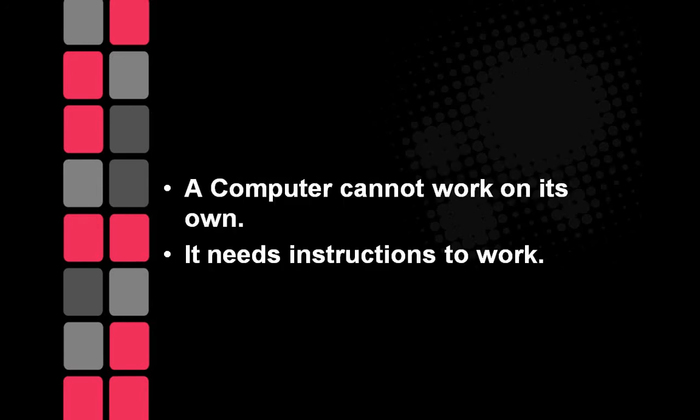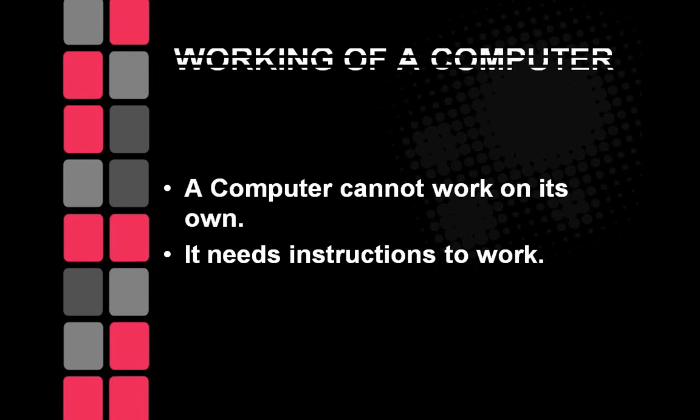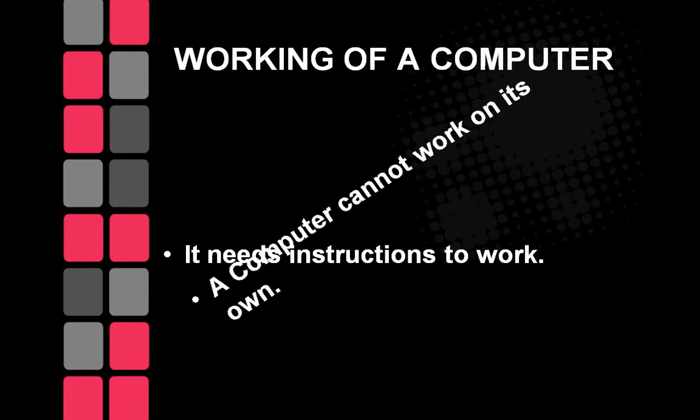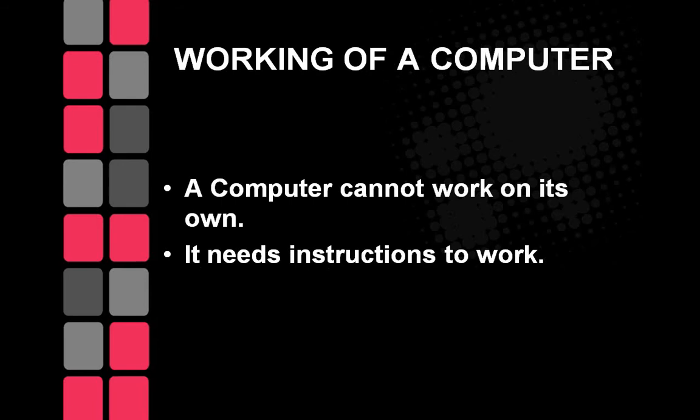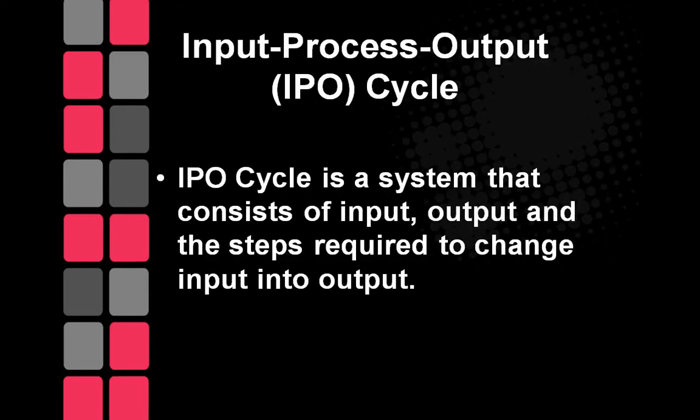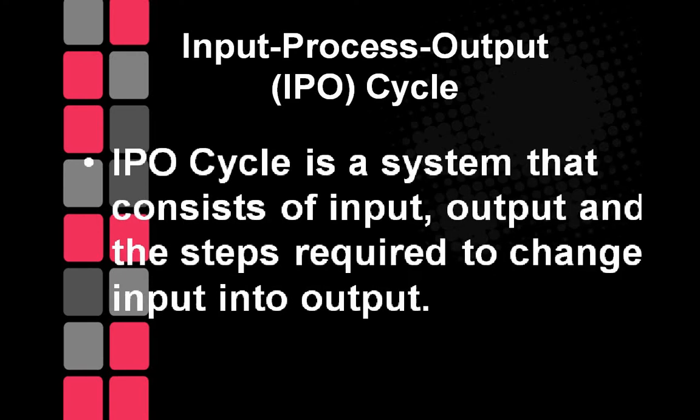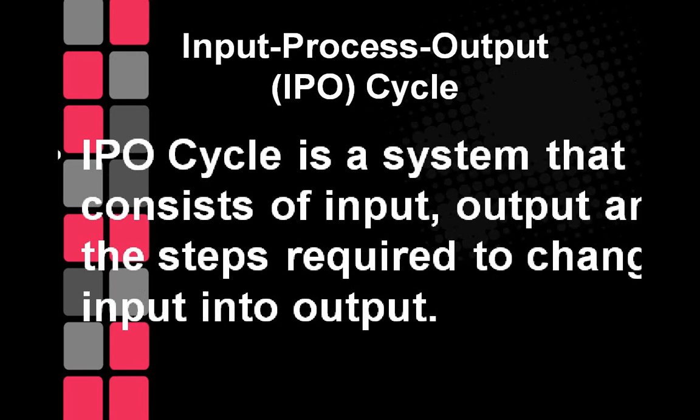Working of a computer. A computer cannot work on its own. It needs instructions to work. Let's see what is input process output or IPO cycle. IPO cycle is a system that consists of input, output and the steps required to change input into output.